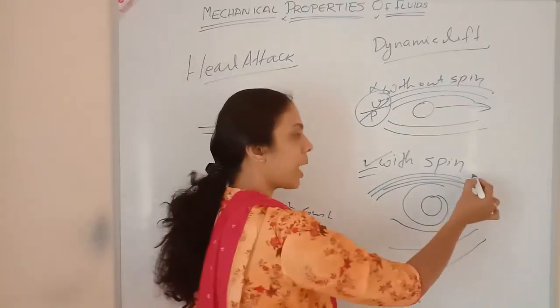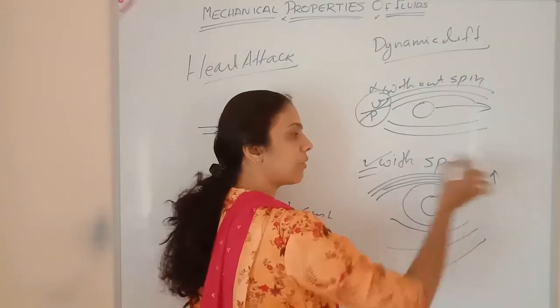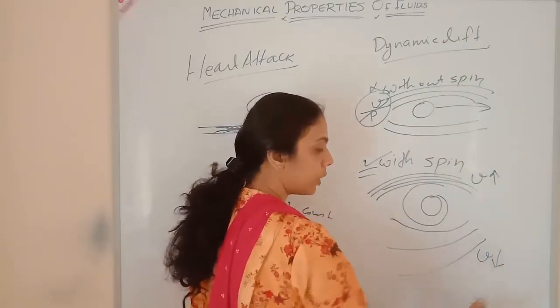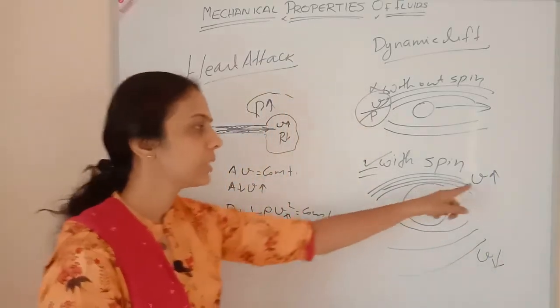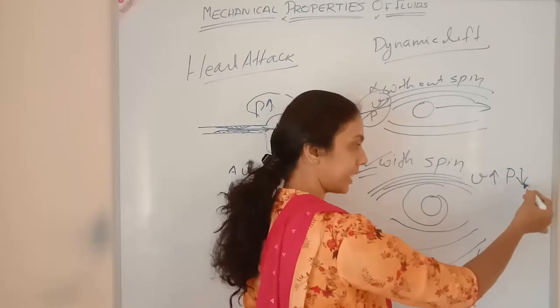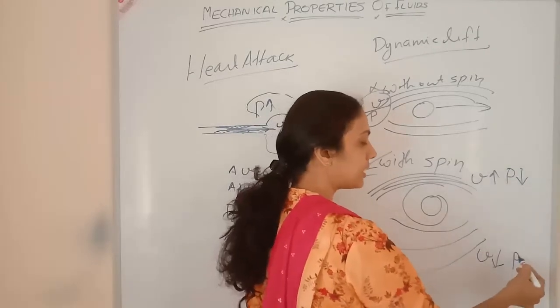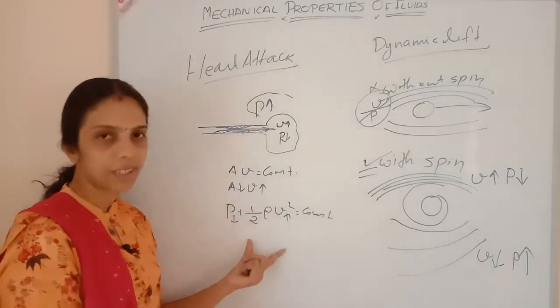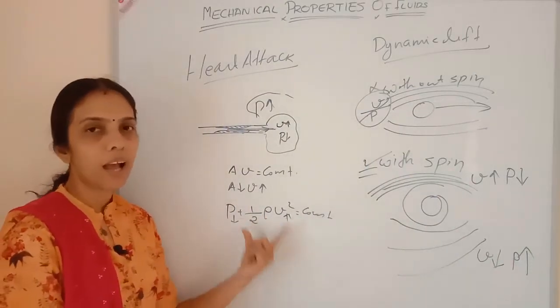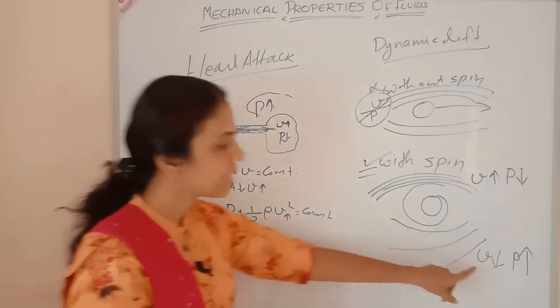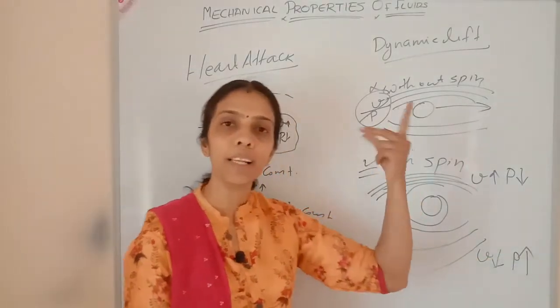Here, the velocity of air will become more, and here the velocity of air below will be less. As velocity is more, what will happen? Pressure will decrease. If velocity is less, pressure will increase. What is the reason? Here we explained. So as per Bernoulli's principle, as velocity decreases, pressure will increase.